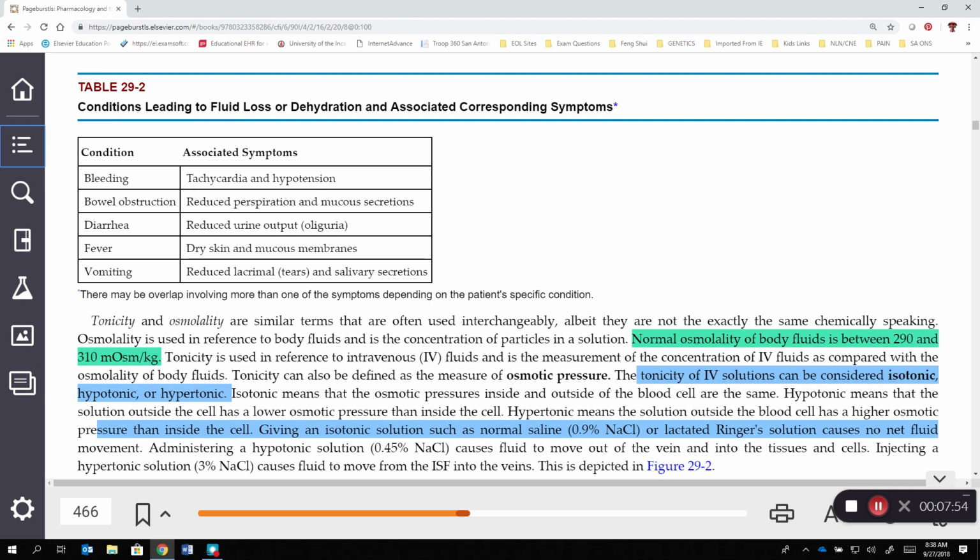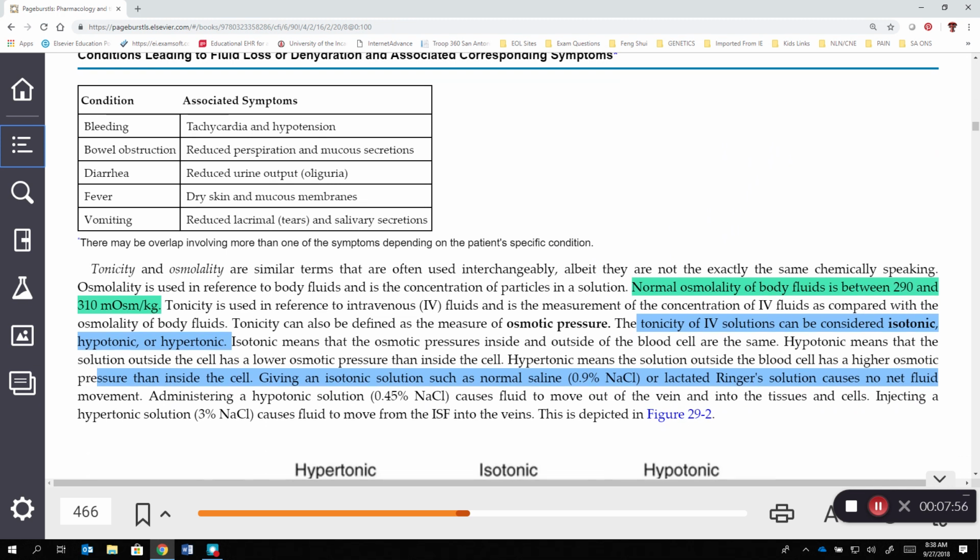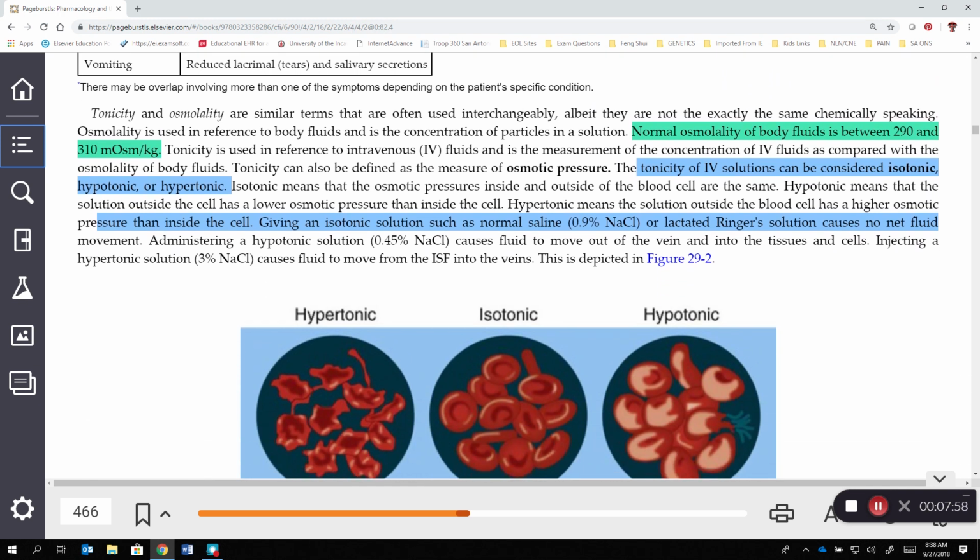And then it goes on to tell you what kind of conditions and corresponding symptoms might occur with different types of dehydration. We're not going to focus on that right now. We are going to start getting into IV fluids. And let's remember tonicity and osmolality. Osmolality is probably familiar to you, or it should be. Hint, hint, you need to review if it's not.